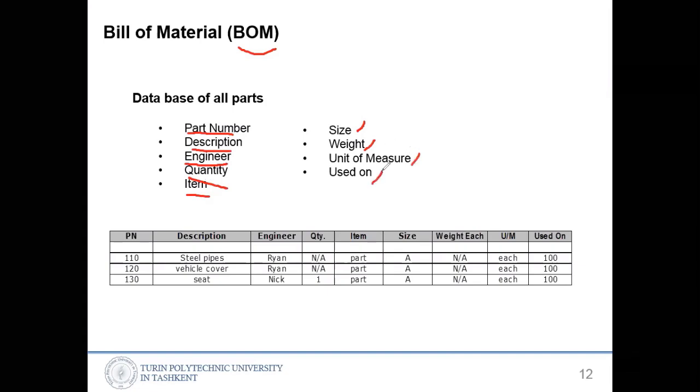For example, if you have a product number 1, product number 2 is some other product, and product number 3 is a different product. So in which product is this used? For example, here the part number is 110. The name of that part is steel pipes, and the engineer Ryan designed this. The quantity, we don't have that information, so N/A, not applicable. And is it a part or assembly? That's a part, so we can write it here.